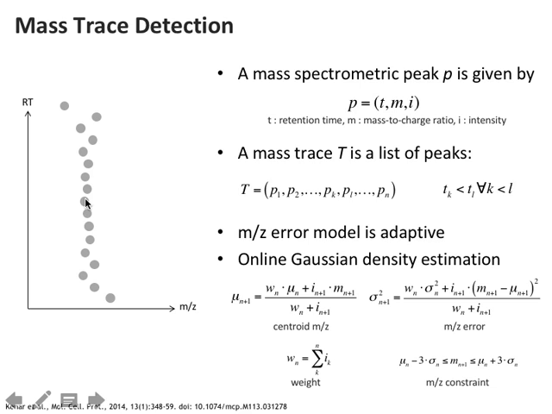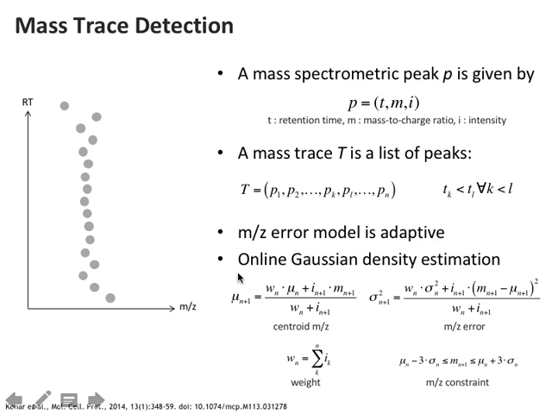And they should belong to the same mass trace if they are no further apart than what you would expect from the mass accuracy of the instrument. So if you know my instrument is going to be accurate by about 2 ppm, then that is what you start with.